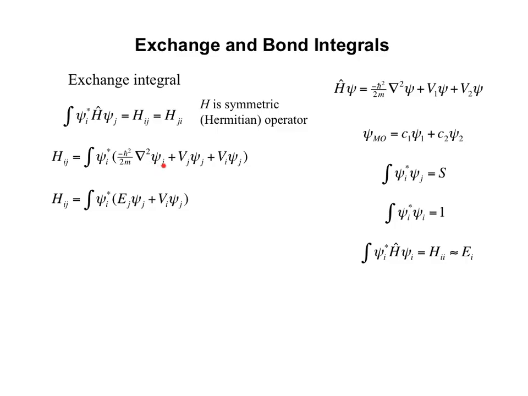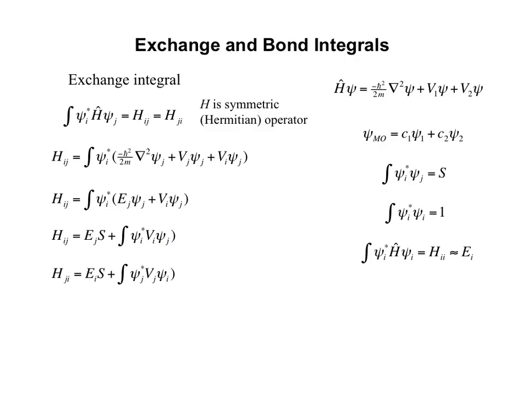The first two terms we recognize as simply the Hamiltonian of atom j, such that we know that that equals the energy of atom j times psi j. Because this energy is now a numerical constant, we can bring that outside the integral, giving us the energy of the atomic orbital at j times now an overlap integral S. Then we have the potential energy function of one of the atoms, but the wave function of both of them.